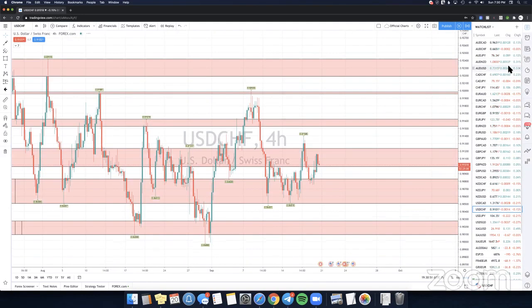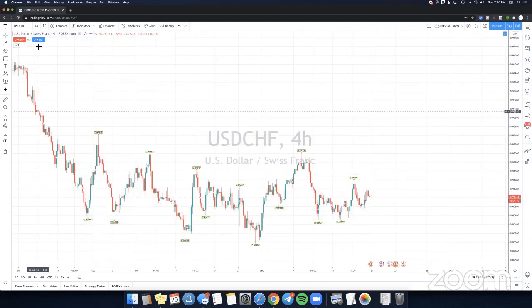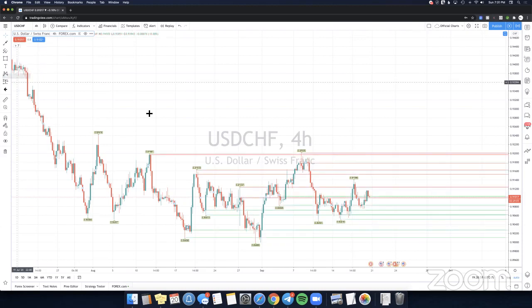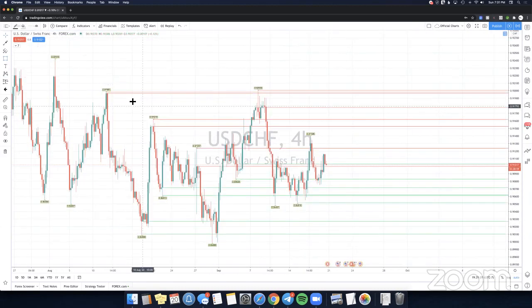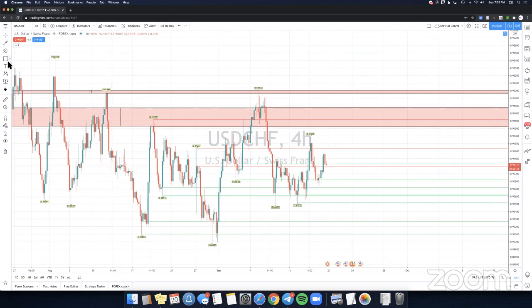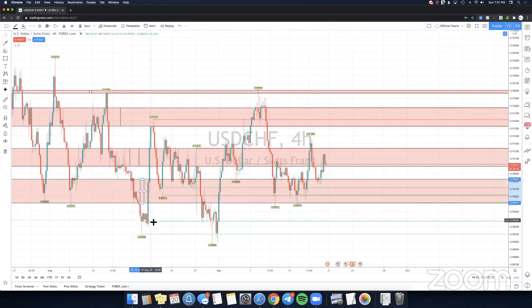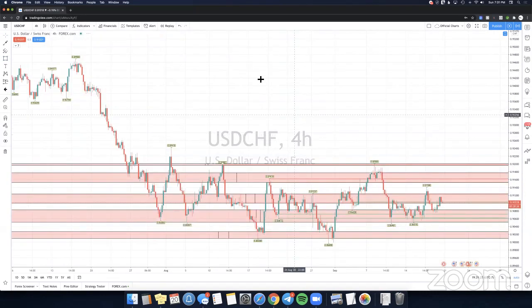All right, the last two FX pairs. Here's UC, as in US dollar Swiss. There we go. Pull up the SRs. All right, cool. So I got these zones right here marked up. Turn off the SRs. And yeah, you can see that it lines up pretty nicely right here.